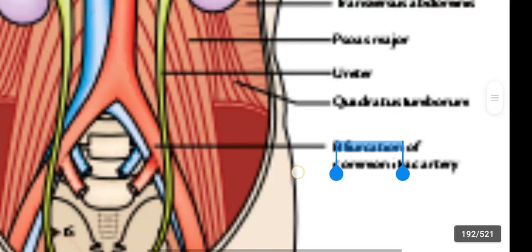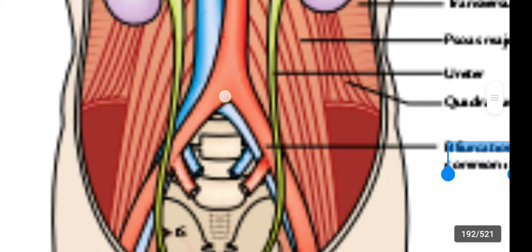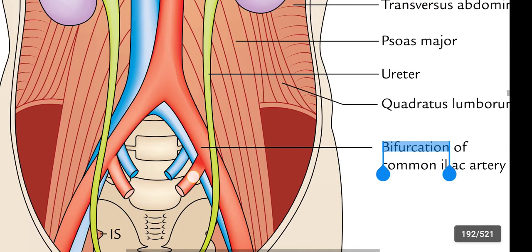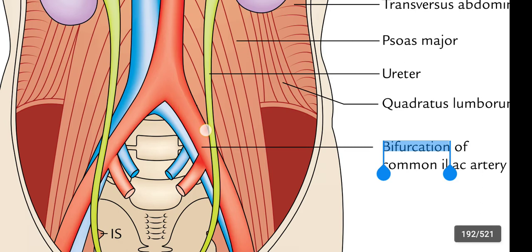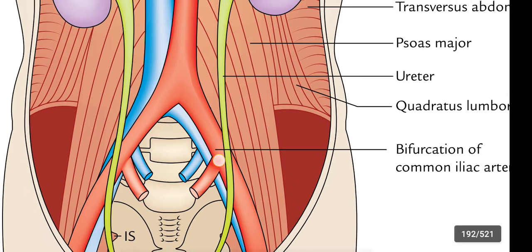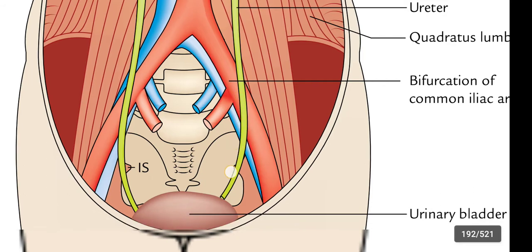See this figure, guys. This is the bifurcation of the common iliac artery. Here this ureter enters the pelvic region, at the bifurcation of the common iliac artery.